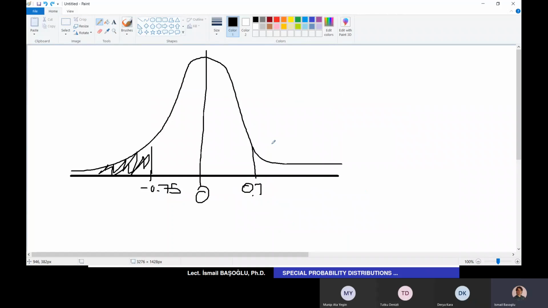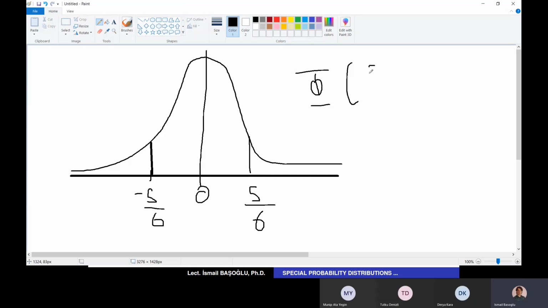So let me show you the same thing. This time the question asks us this. We have minus 5 over 6 here, okay? And it asks the probability of Z being larger than minus 5 over 6, which is the total area on the right-hand side. Due to the symmetry, this total area on the right-hand side is exactly equal to the total area on the left-hand side of 5 over 6. So the result that we are looking for is phi at 5 over 6.